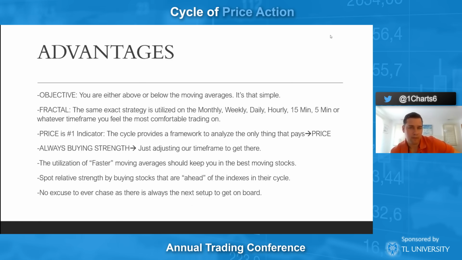So what I view as the advantages to my system is, one, you're either above or below the moving averages. I mean, it's extremely objective. You can't really lie to yourself. You're either above them or below them. It's that simple. And two, like I've talked about, it's fractal in nature. So I don't even really need to know the time frame. If I'm looking at the chart and I'm sizing up the moving averages, I can execute.